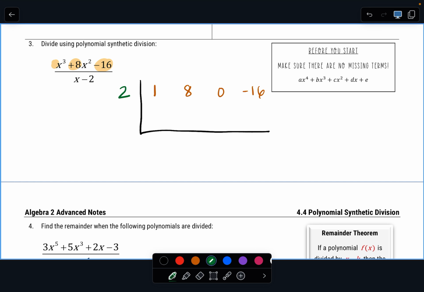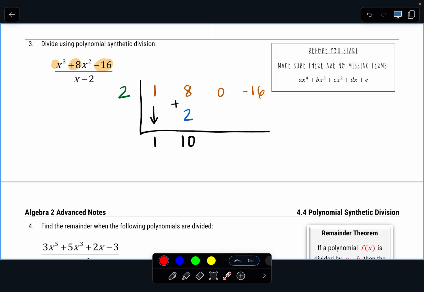Okay, now for my start process. Remember, the first number is always going to drop, no matter what, because you're never going to change that number. You're basically trying to make that number, which is why it stays the same. And then we go through multiply, add, multiply, add, multiply, add. So I'm going to take 2, I'm going to multiply it times 1, and write it underneath the next number. What's 2 times 1? 2. And then I add these two things together. What's 8 plus 2? 10.